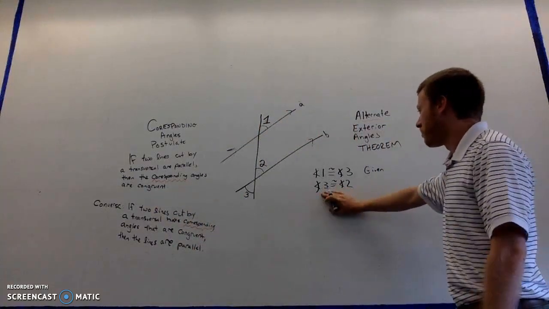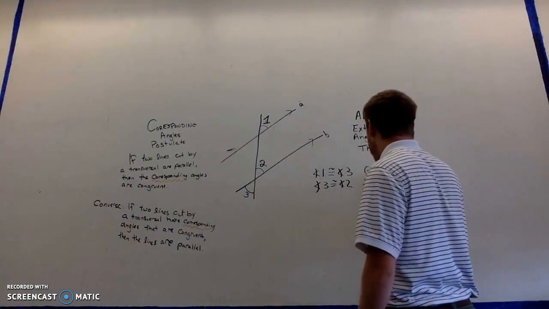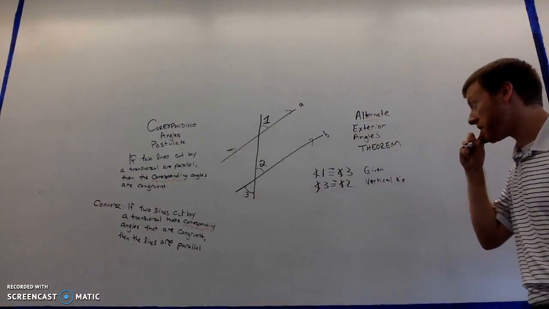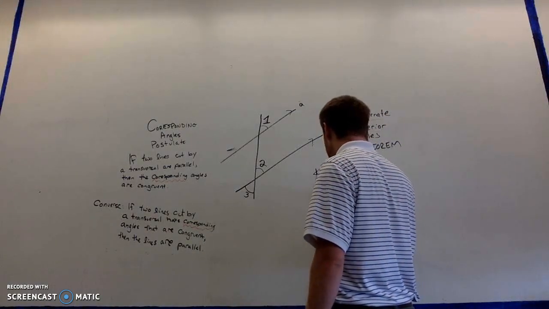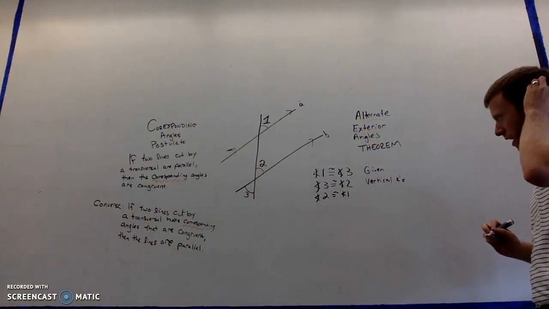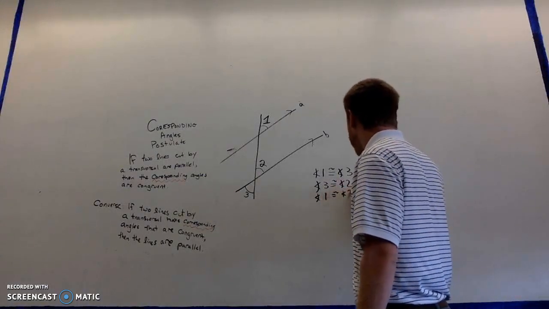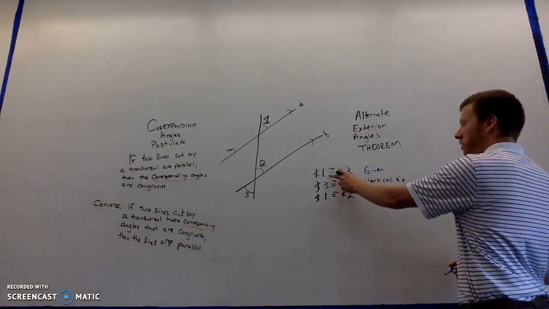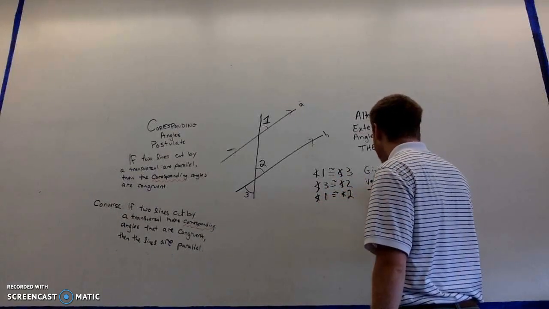So 1 is congruent to 3. 3 is congruent to 2 by vertical angles. Vertical angles theorem, same idea as last time. And then we know that 1 is congruent to 2. How do we know that just based off of what we have listed right now? Well, 1 is congruent to 3, 3 is congruent to 2, therefore 1 and 2 must be congruent. That is the transitive property.